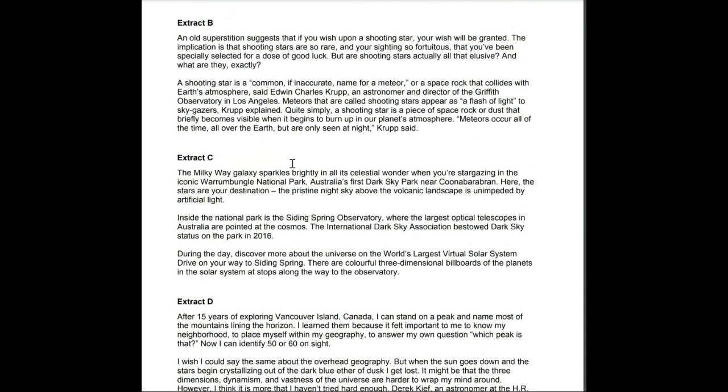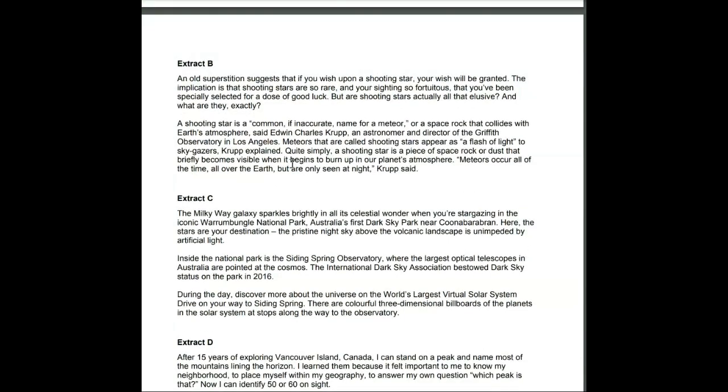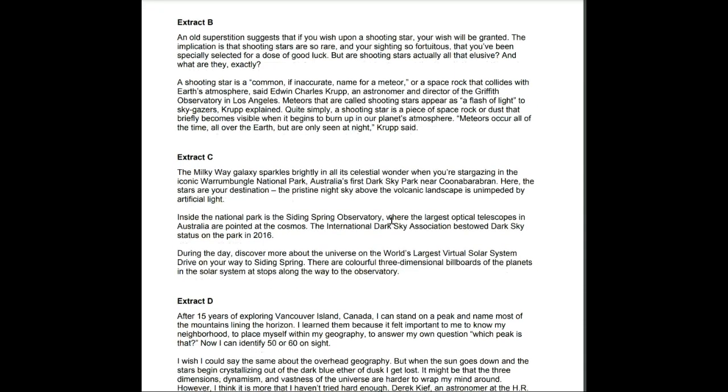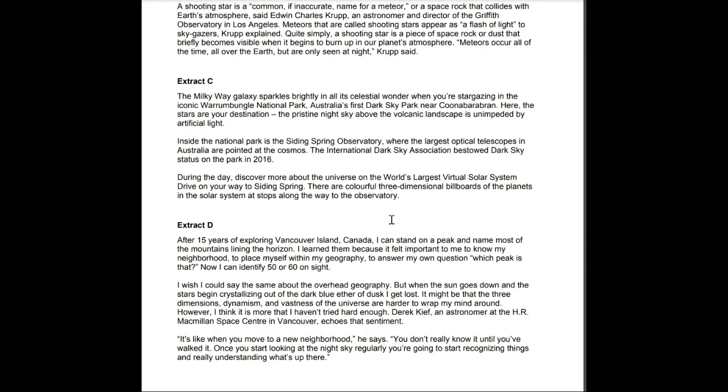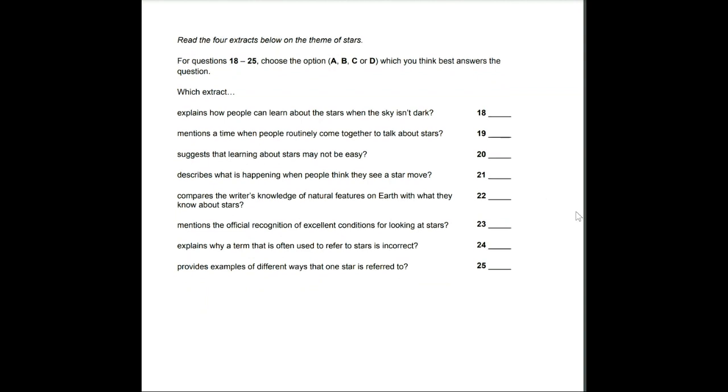So again, in summation, extract B talks about the difference between a shooting star and a meteor, talking about the science behind a shooting star. Extract C talks about the observation and how we can view these stars from Earth, whereas extract D talks about the significance of learning about the world around us, including both the natural and astronomy worlds. So scrolling back up now, we summarized our 3 arguments. We would have done it for extract A as well, but due to copyright, we don't have it.